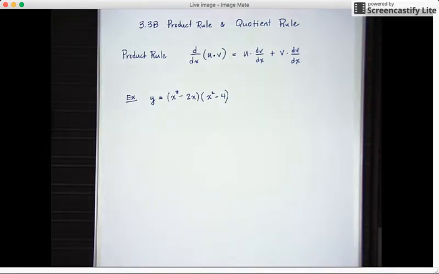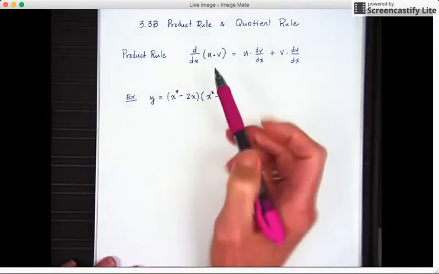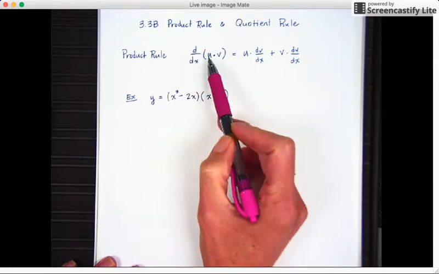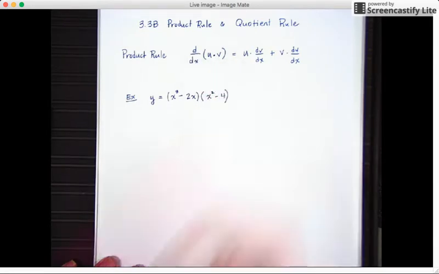This is 3.3b, product rule and quotient rule. So 2 more rules to add to our list. So product rule is saying if you're going to take the derivative of 2 functions being multiplied together.